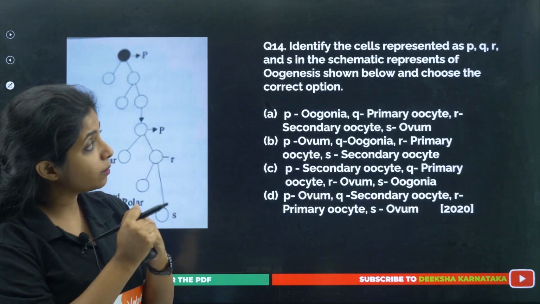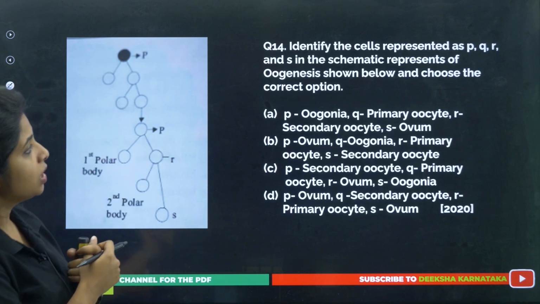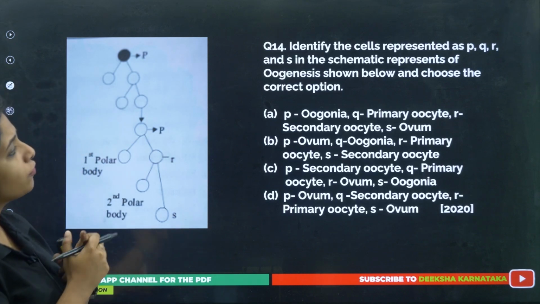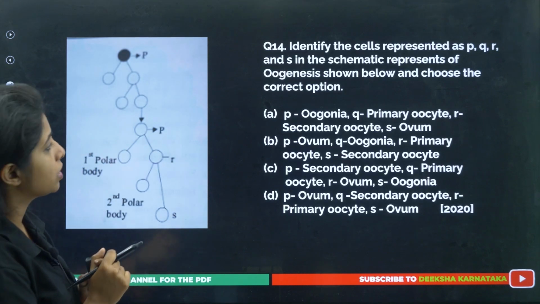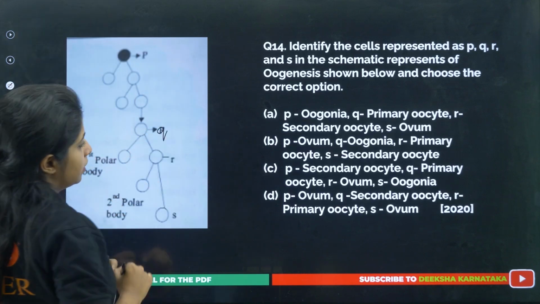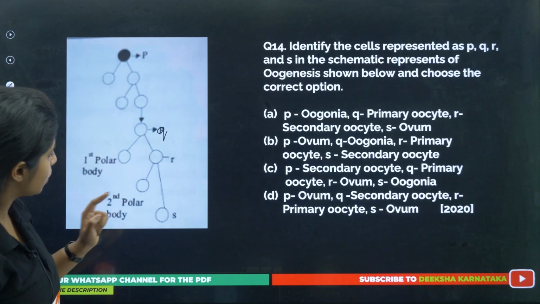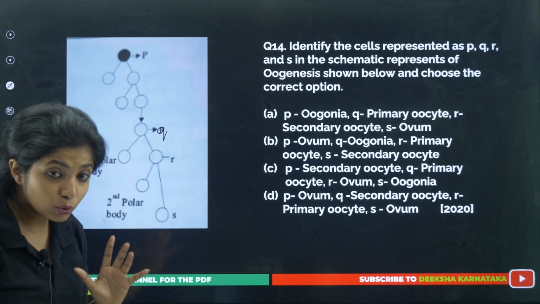Identify the cells represented as PQRS in the schematic representation of oogenesis shown below and choose the correct option. So I'll tell you one thing. If this is P, this is Q. Okay. Now you try to find out what is this P, what is this Q, what is this R, what is this S. I'll give you a hint.